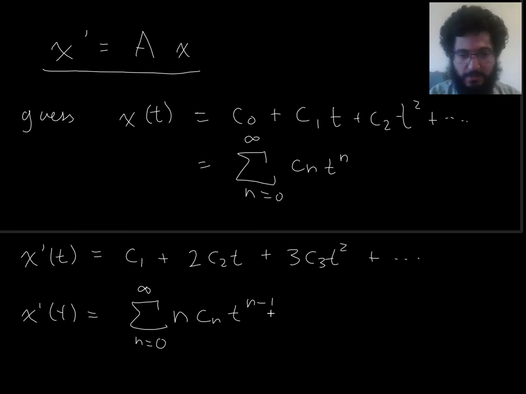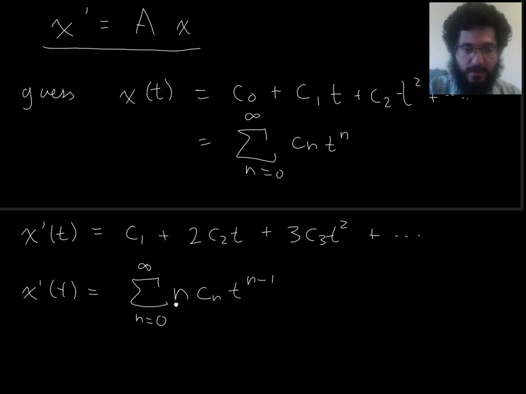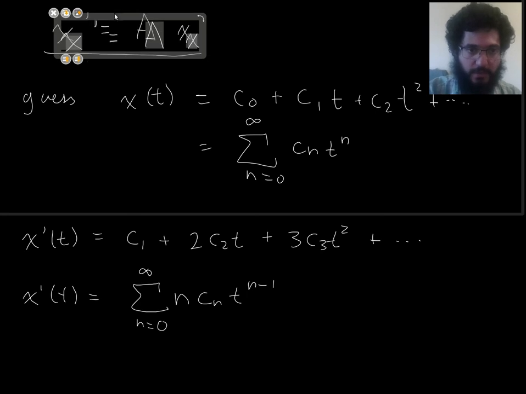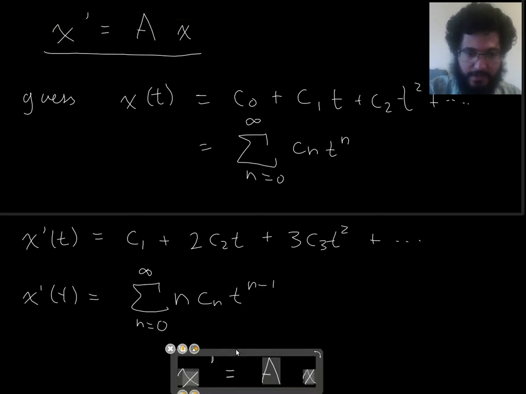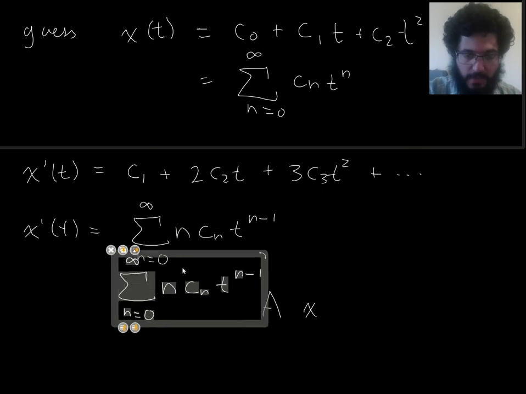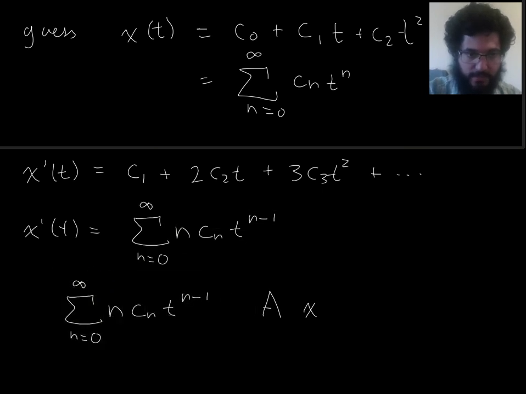The n equals 0 term is 0 anyway, it doesn't matter. So that's the derivative. I'm finding the derivative because I need to plug my guess into the differential equation. So what I have found here is the left side. So let me copy over the differential equation and then replace different parts by my guess. So on the left side, x prime, let me remove that and then put what I computed it to be, this.